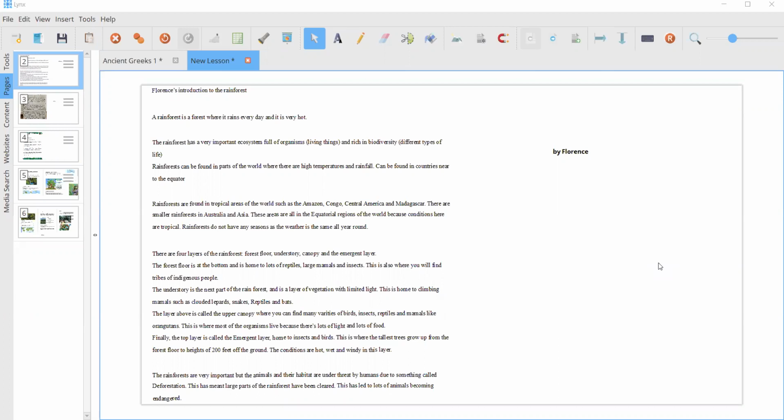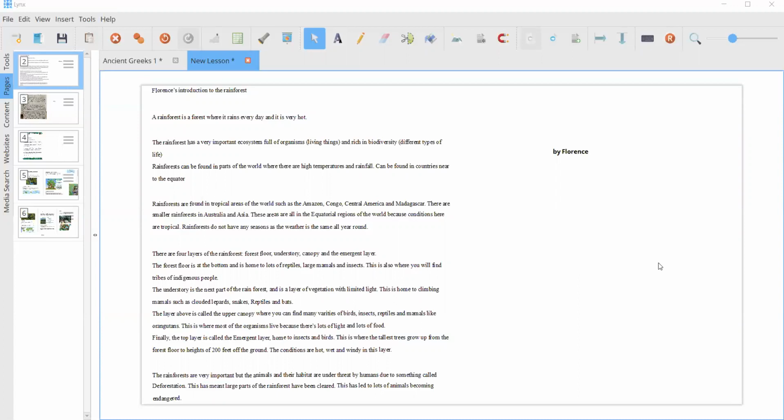So starting with Florence in Year 4. Hello, Florence. Good to hear from you. So let's see what she's got. She's got the rainforest is a forest where it rains every day and it's very hot. So she's got high rainfall and high temperatures. Very good. It's an important ecosystem full of organisms.